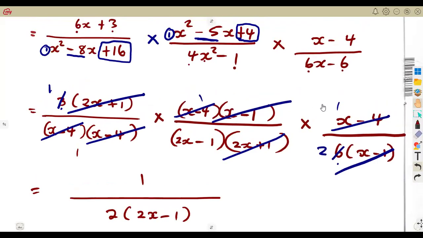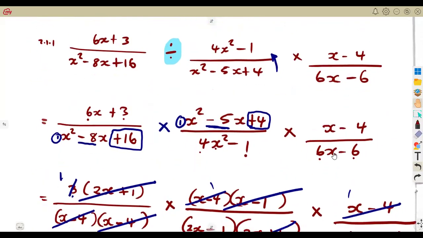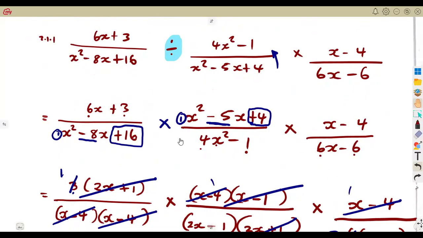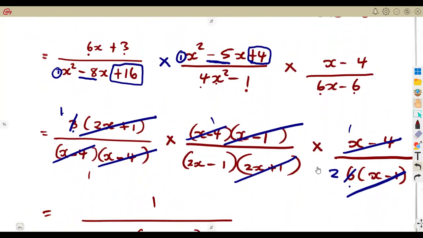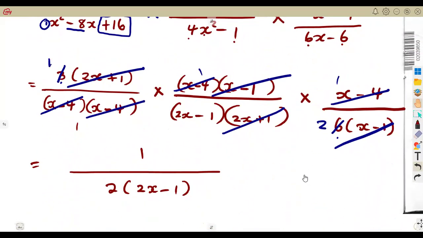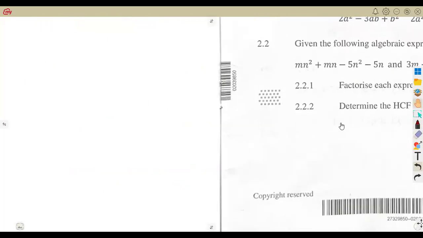So you must be very, very careful dealing with fractions. Factorization on its own, you're supposed to understand that. Factorization as a topic on its own. So revise the basics of your factorization.